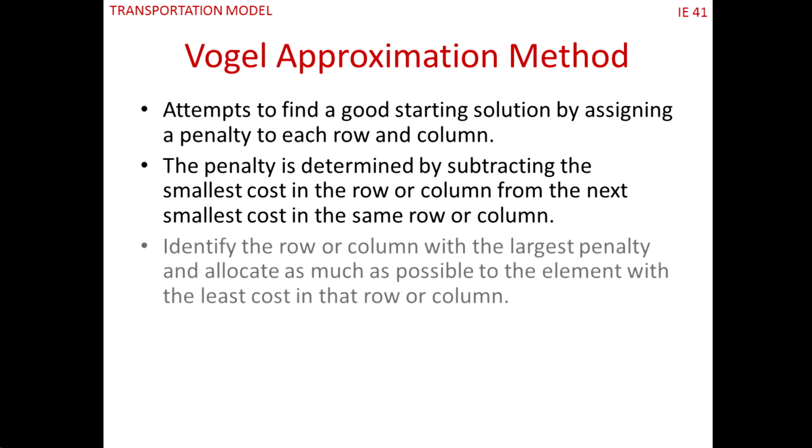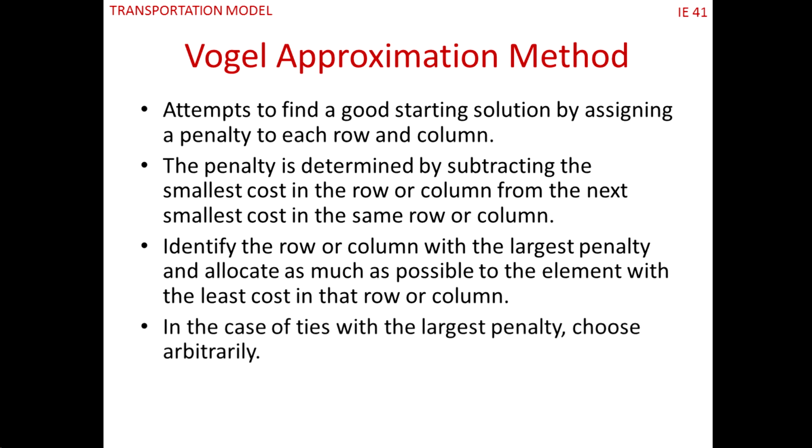We then identify the row or column with the largest penalty and allocate as much as possible to the element with the least cost in that row or column. In case of ties with the largest penalty, we can choose arbitrarily. Let us demonstrate this in our problem.